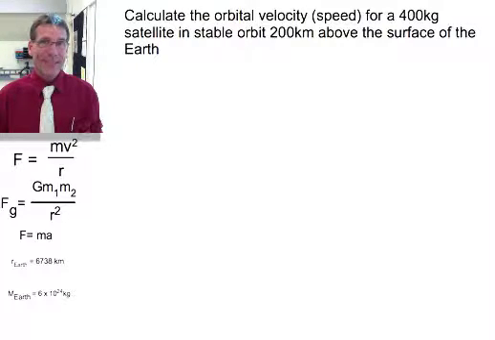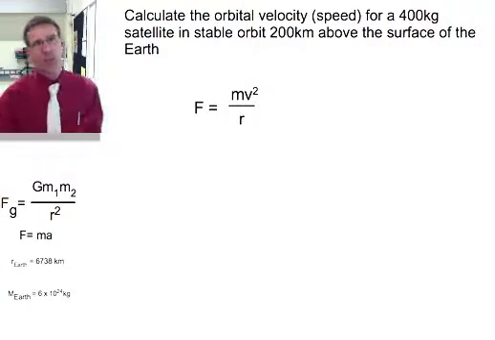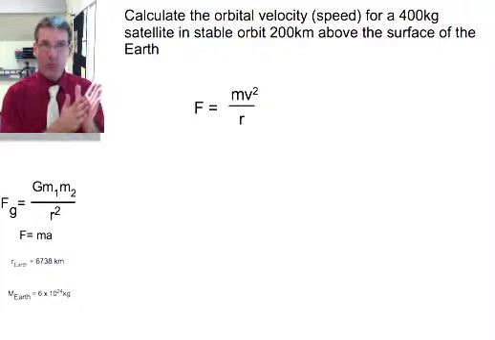We have to consider a satellite in orbit. Well, an orbit is a type of circular motion that's going around and around the planet. And if there's circular motion, there has to be something forcing it to go in a circle, because the natural motion is in a straight line.